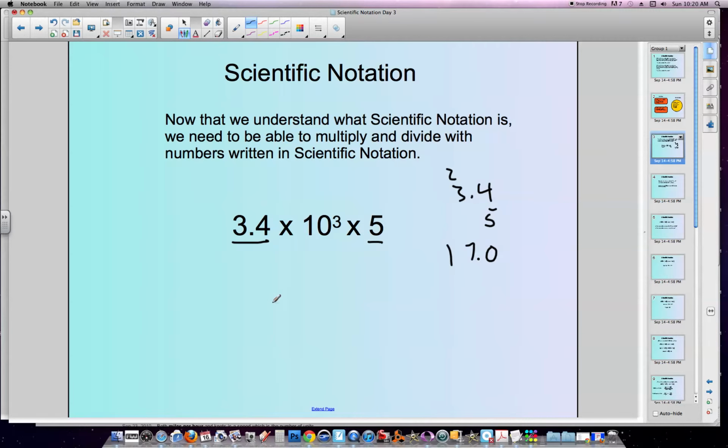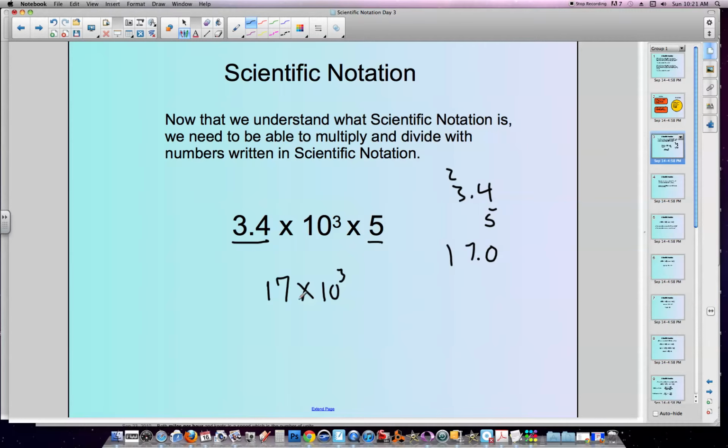Now I'm left with 17, right? I just combined those terms, times 10 to the third. Well, this is getting awfully close to scientific notation, but we're not there yet, are we? Remember back from the previous video, our coefficient has got to be a number with just a single number in the ones place. It's got to be a number between 1 and 9.9 repeating. But here we have a number in the tens place, so this is too big.